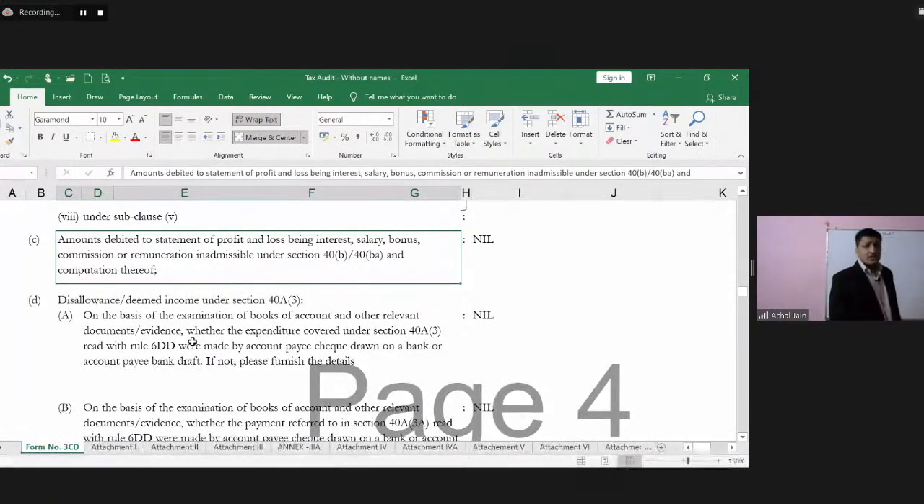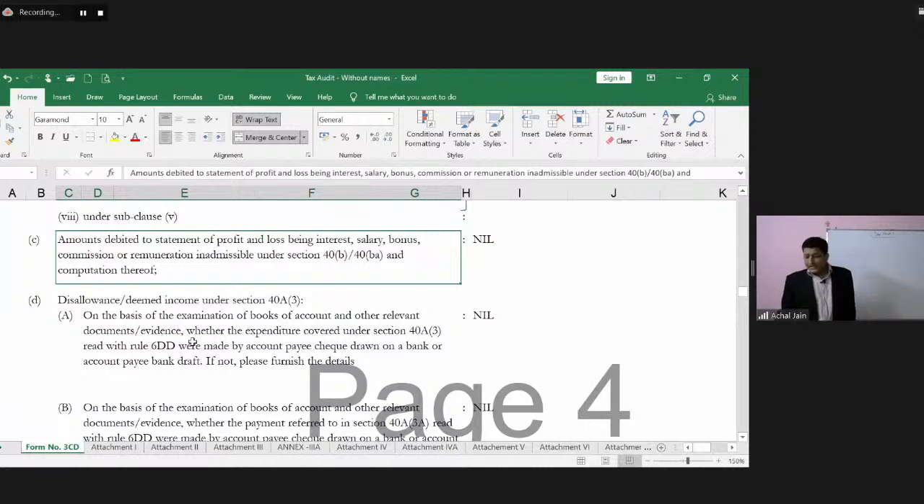And once again, for this, what will be the basis for the tax auditor to verify? The basis will be the P&L. Because in the P&L, the auditor can go to all of these ledgers, interest ledgers, salary ledgers, or the salary details, or the bonus ledgers, or the bonus details. All of these records will be there with the company. That means the basis will again be the books of accounts, but the starting point for the auditor will be the P&L, because these are required to be captured only if they are debited to the statement of P&L. Okay.